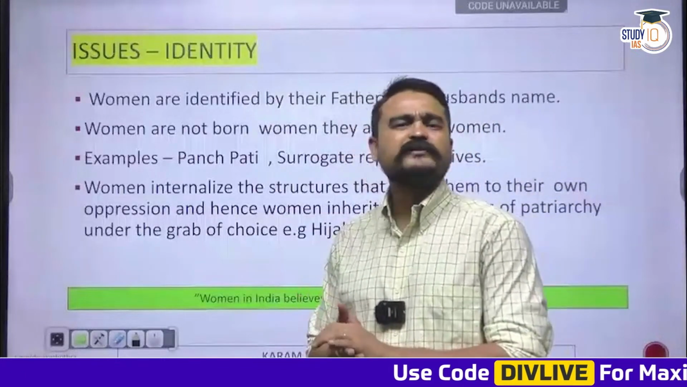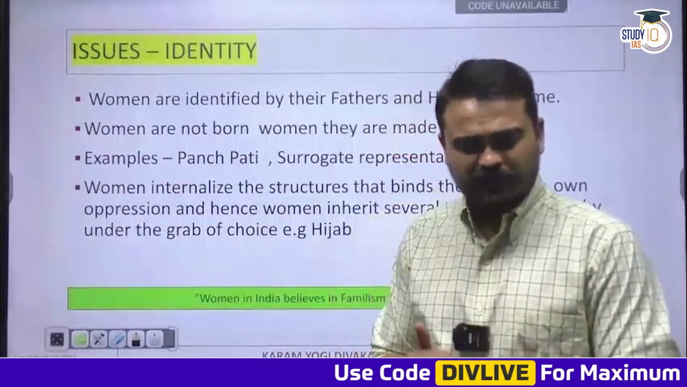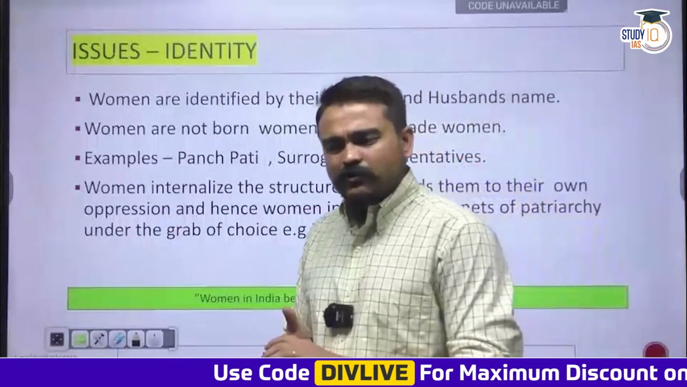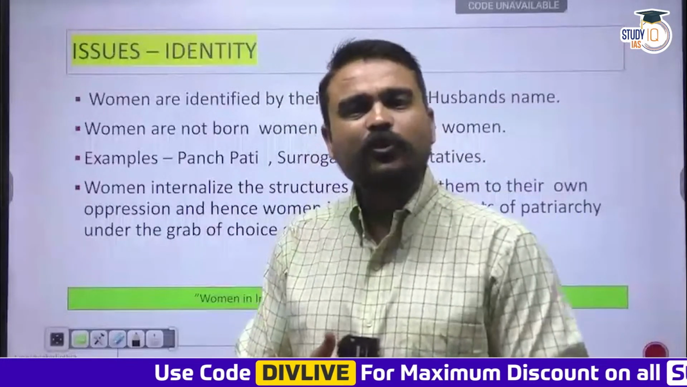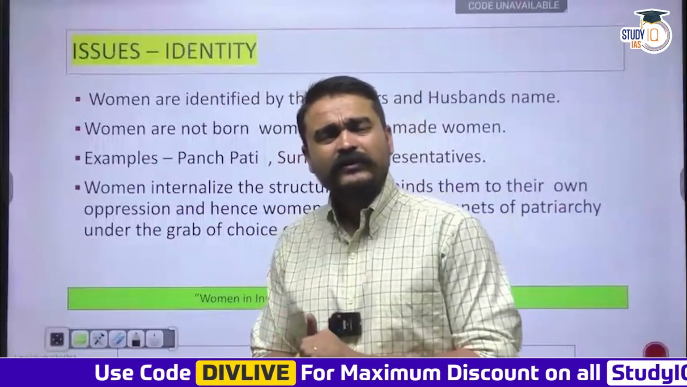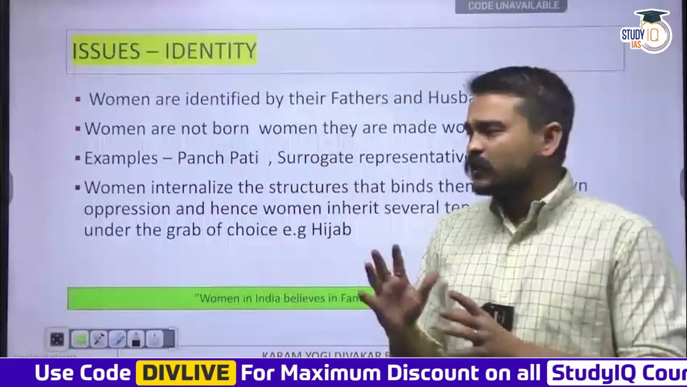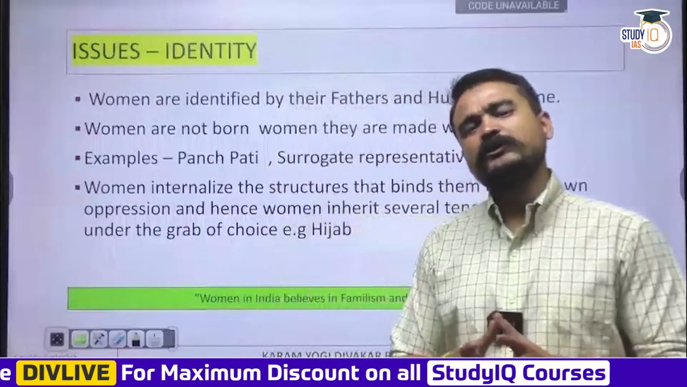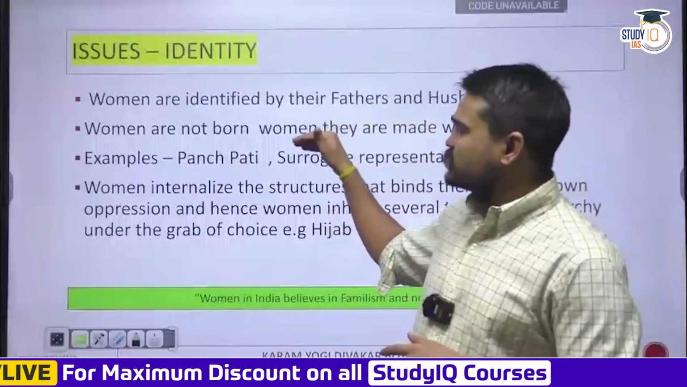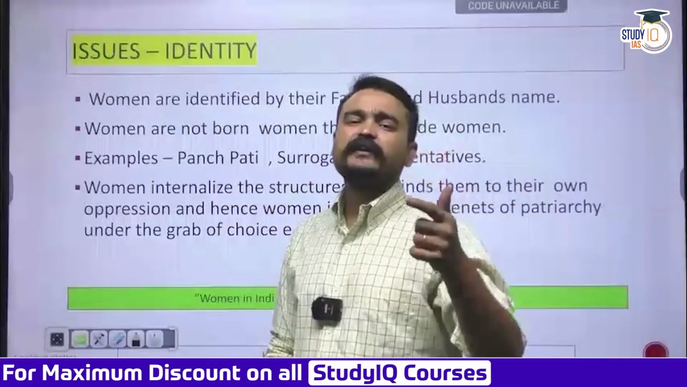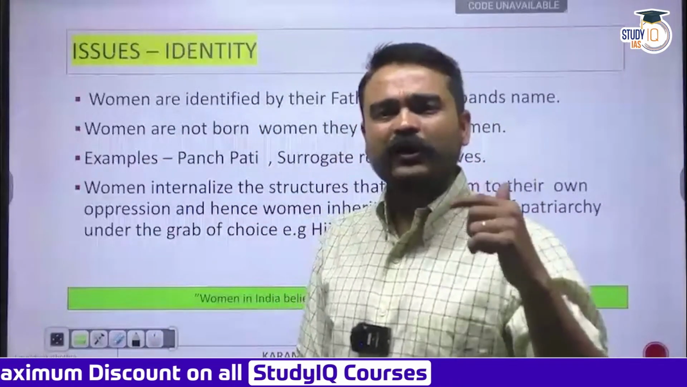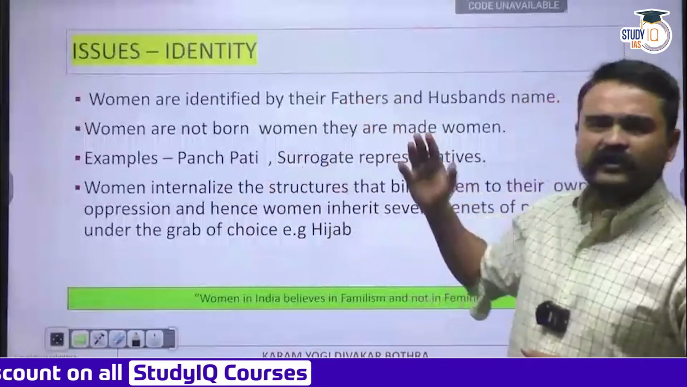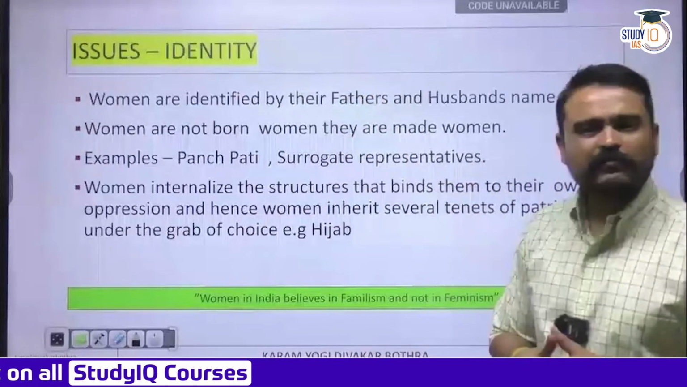A very good example here is many of my students who are girls, if they are listening to this, they would see how to sit, how to eat, how to dress, how to talk, what their manner is. If you see this socialization process, the process for a woman is very different when compared to the process in which a boy is socialized in a society. And this process of socialization often creates these identities: I am a girl, I am a woman, I am a boy, I am a man. Examples are Panchpati, surrogate representatives, which I have quoted here to justify the points which I have made.